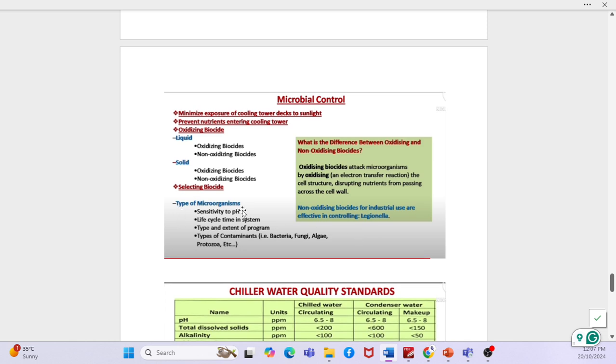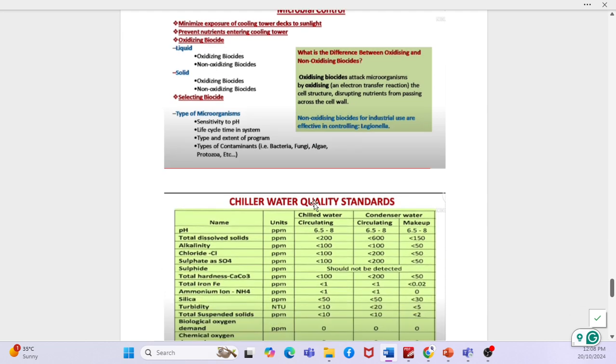Okay, so the type of microorganism is sensitive to pH, life cycle time in the system, type and extent of the program, and type of contaminants, that is bacteria, fungi, algae. Okay, so we are controlling the microbiological formation by adding the chemicals.